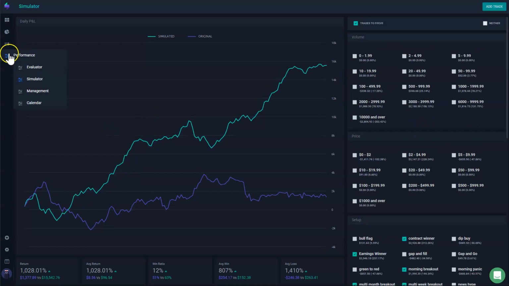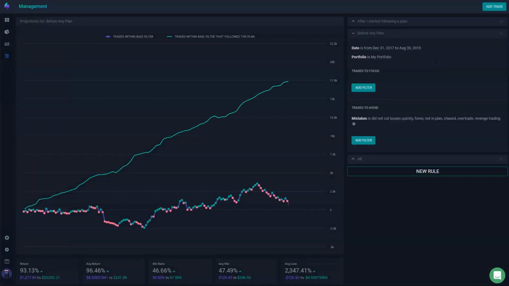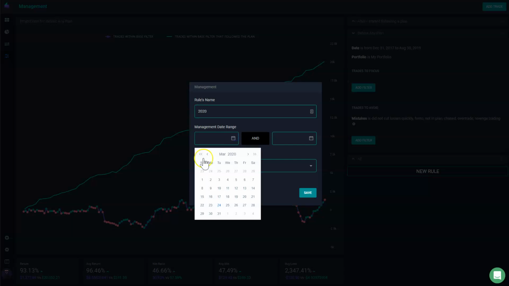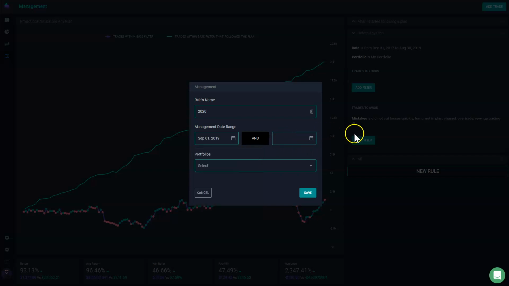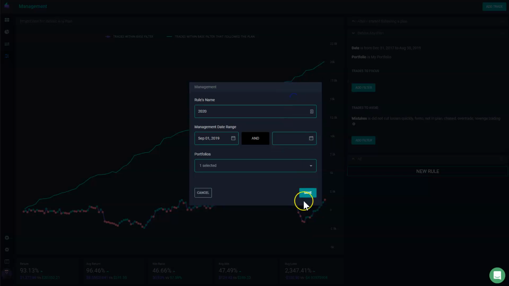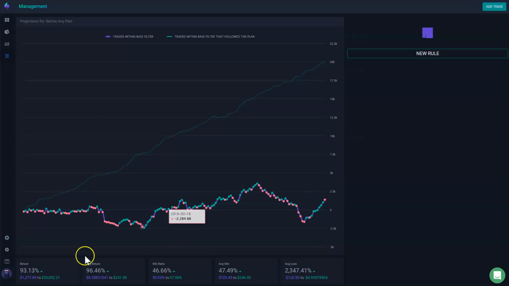Okay, to build a plan, we're going to go here under performance to the management tool. Okay, and then I'm going to create a new rule. I'm going to call this 2020 rule. I want to say this rule is going to be applied from September 1st, which is assuming that's the first day that I started with this rule, and I want to say it went on until the present. I'm going to select the portfolio, which in this case is the default portfolio that I'm using. I'm going to click Save.